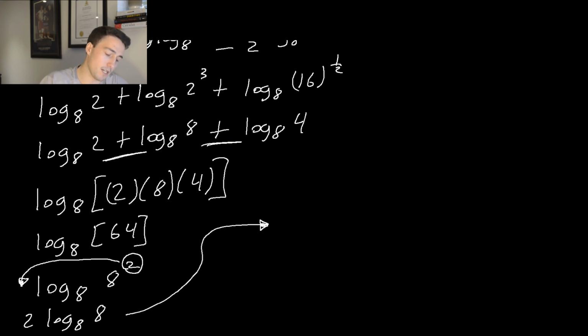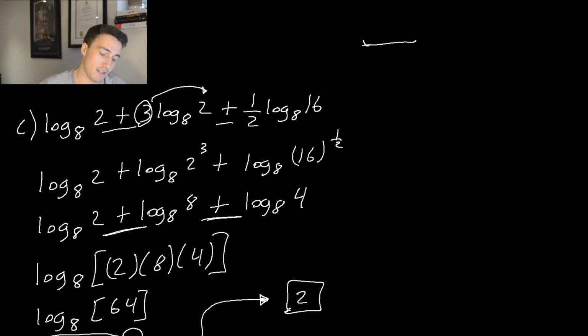So if we go over here, this really just cancels out to 1, because I'm saying again, to what power must I raise 8 to get 8? So this answer ends up just being 2. So this entire expression just gets evaluated to equal 2.